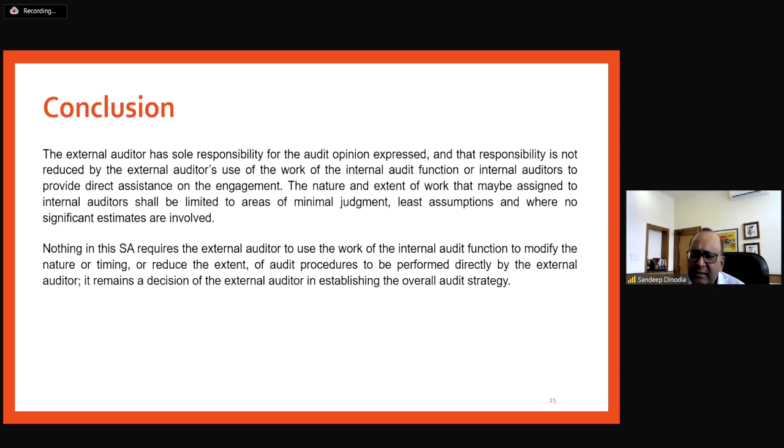The nature and extent of work that may be assigned to the internal auditors shall be limited to the areas of minimal judgment, least assumptions, and where no significant estimates are involved. Nothing in this essay requires the external auditor to use the work of the internal audit function to modify the nature or timing or reduce the extent of audit procedures to be performed directly by the external auditor. It remains a decision of the external auditor in establishing overall audit strategy.